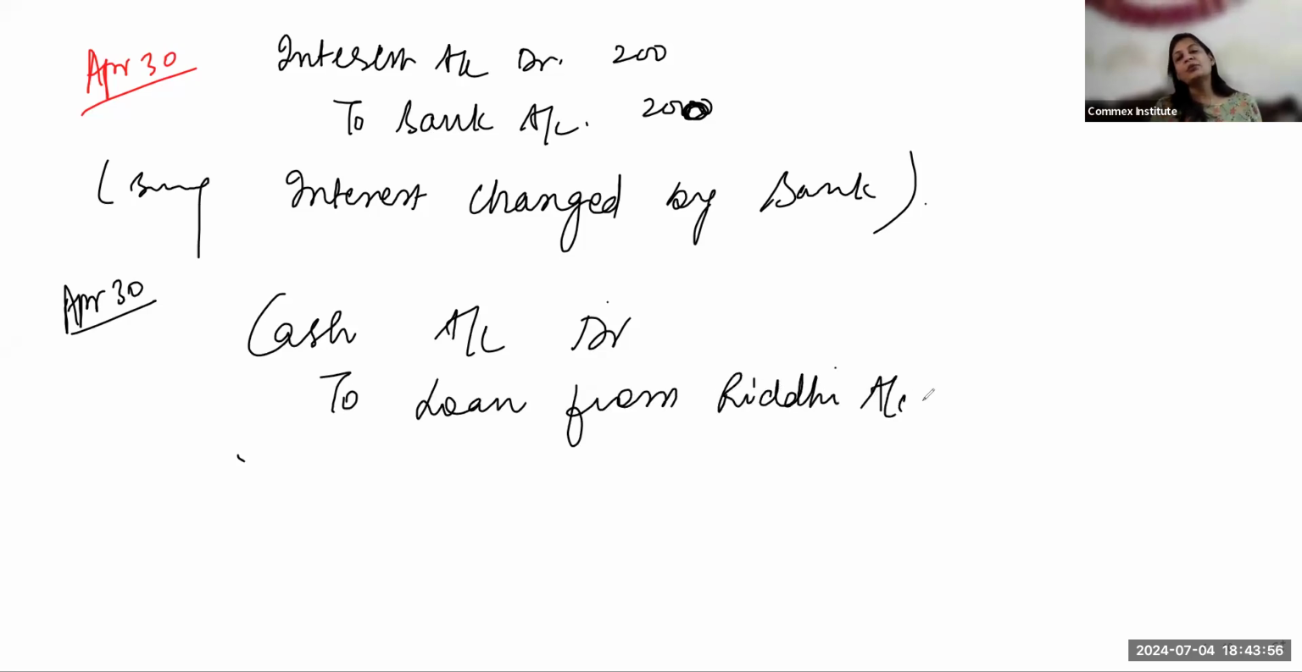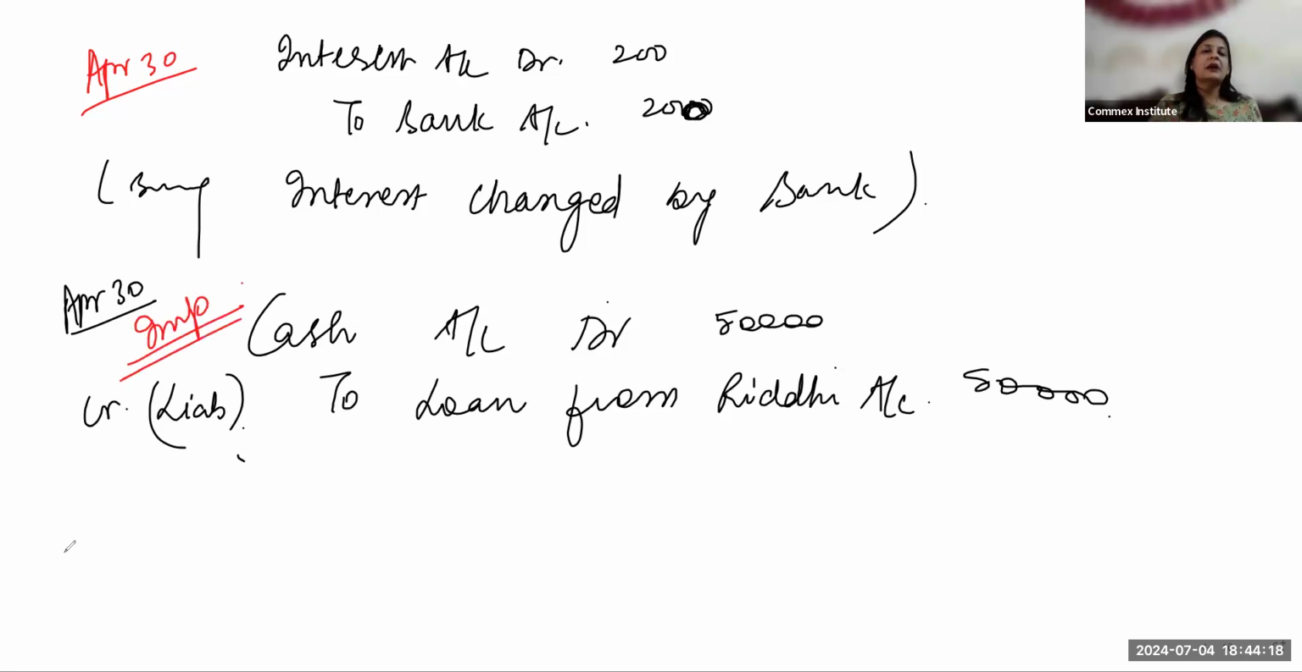See, a loan from Riddhi account is a liability. Yes, we have taken a loan, so it becomes our liability. Liabilities are credited. And because we're taking the loan, we are getting the cash. So cash comes into the business, we will debit cash. Again, this entry is important. Please mark the important entries and maybe write it in the book itself.